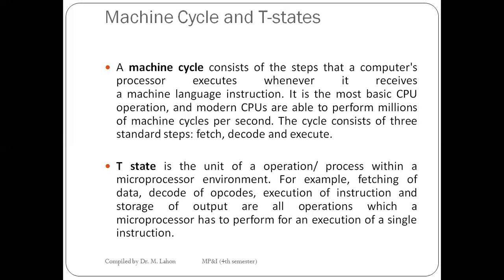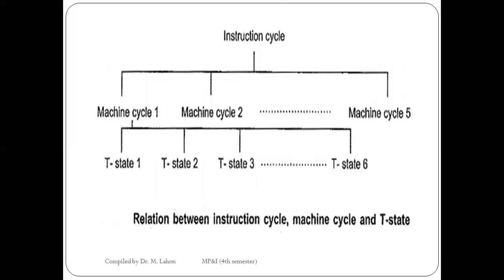So let us go to the next slide to see the relationship between these three terms: instruction cycle, machine cycle, and T-state. You can see an instruction cycle consists of more than one machine cycle, and one machine cycle consists of more than one T-state.